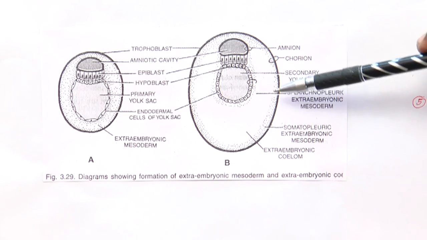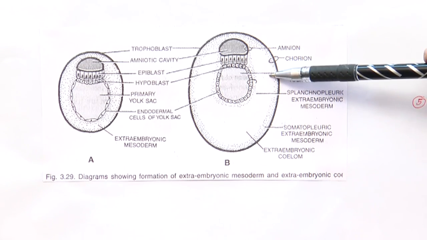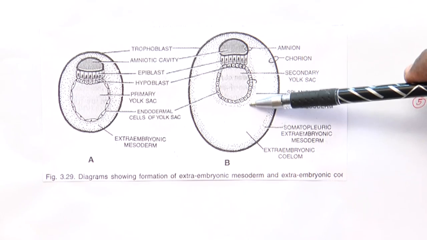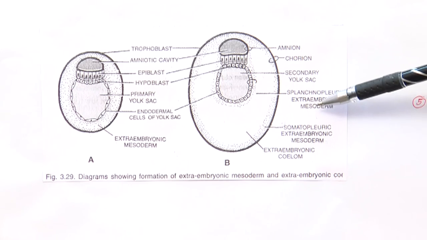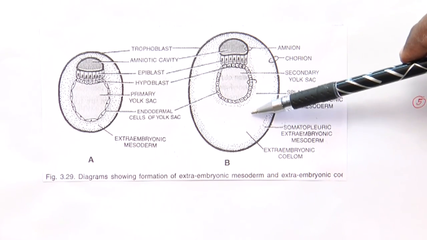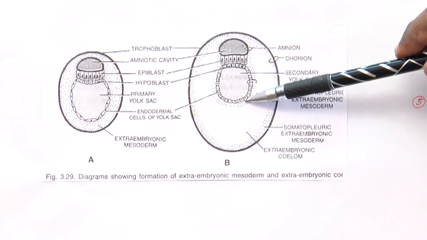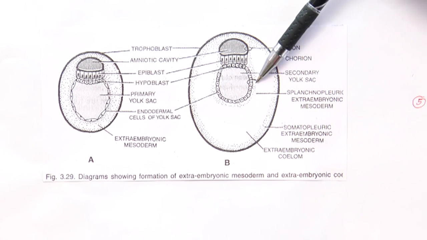In this diagram you can see the yolk sac is now called a secondary yolk sac, because it is compressed by the growth of these splanchnopleuric and somatopleuric extra embryonic mesoderm, and by the extra embryonic coelom that is forming. Because of this, it gets reduced in size. So here you can see the extra embryonic membranes. This is the amnion, which is circled here, and this is the chorion, and this is the secondary yolk sac.